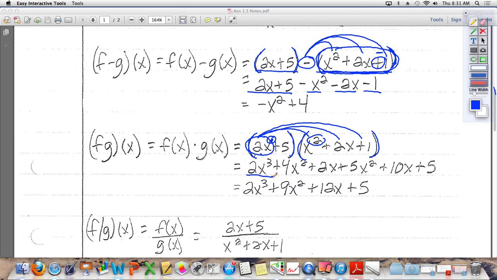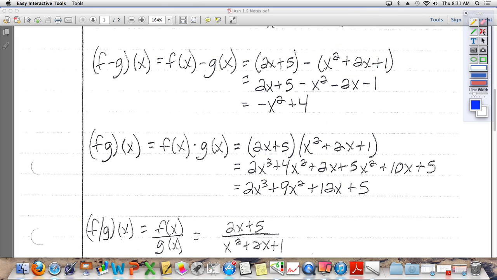And then when you do 2x times 2x, 2 times 2 is 4, and when you multiply an x by an x, you get x squared. And then you do 2x times 1, which is 2x. When you're done with that, then you need to move on to the 5. And you need to distribute the 5 to each of the terms in the second polynomial again.